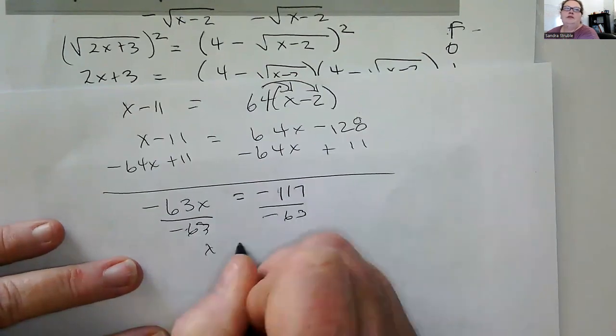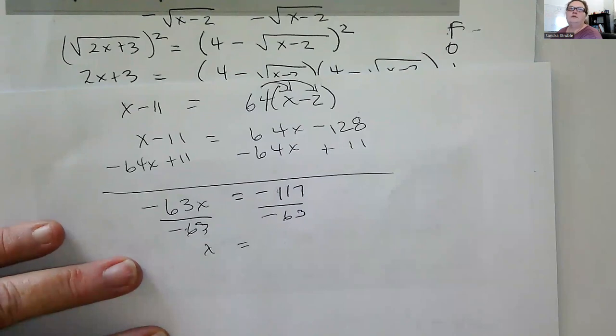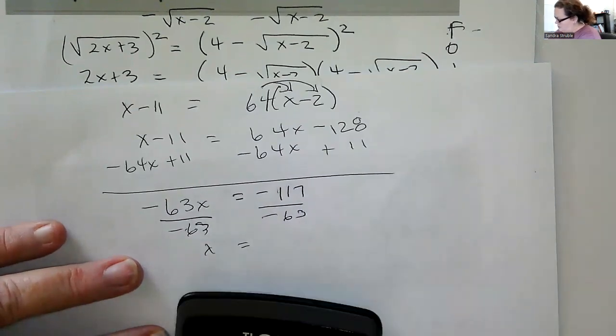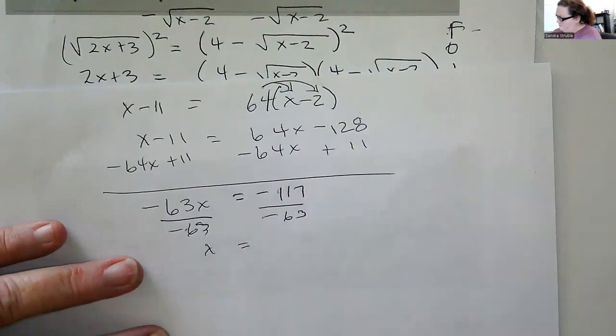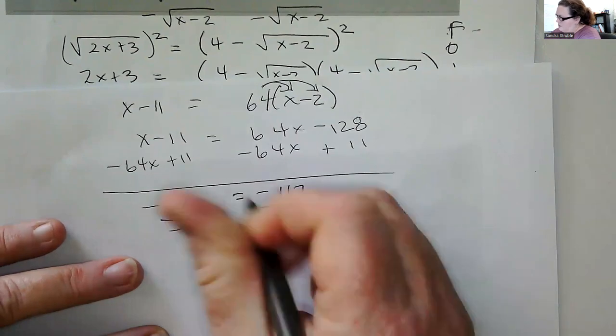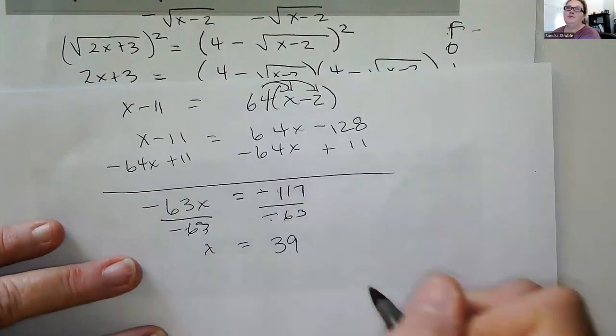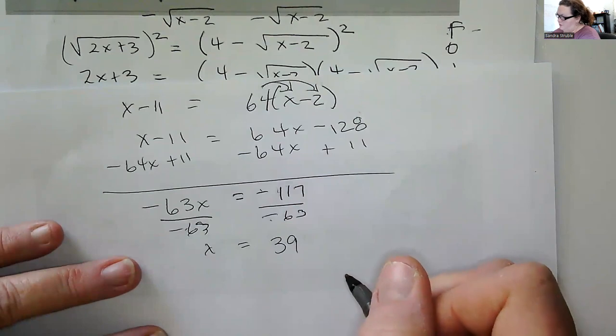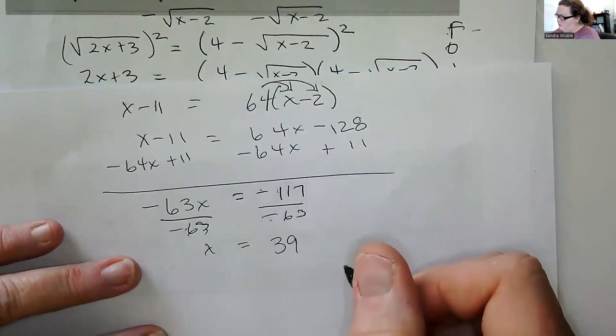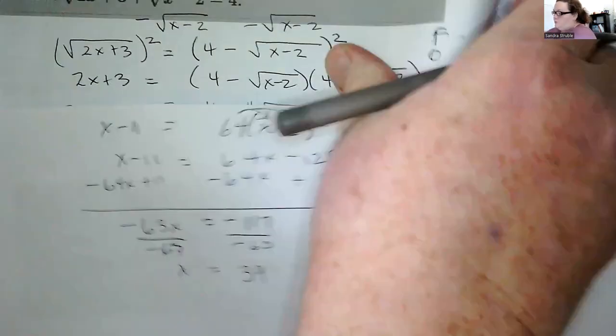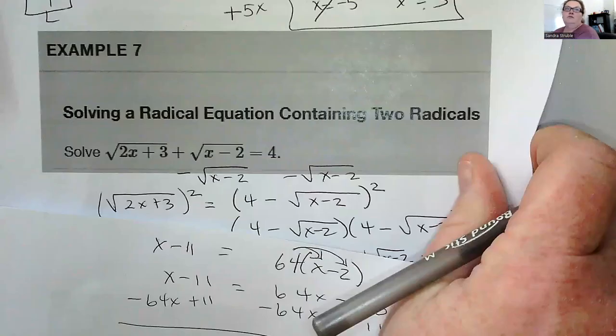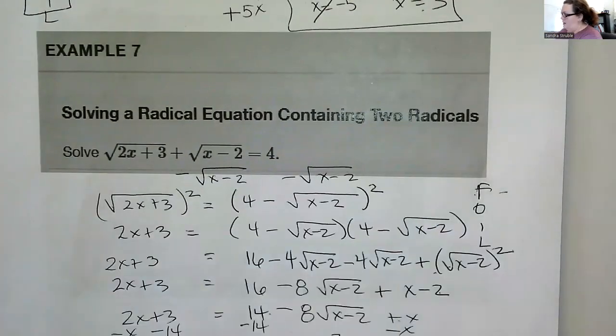And I get x is equal to what? 3, what's going to give us a 7? 117 divided by 3. 39. And it's positive because a negative divided by a negative is a positive. All right. We need to check this one. Well, it starts with a square root. Let's go back up here and look at the original problem. So I got x equals 39 for the entire answer.